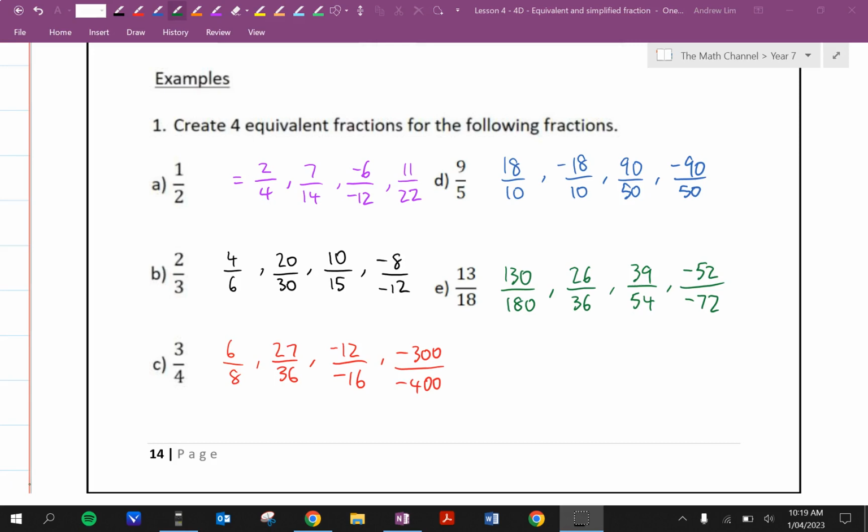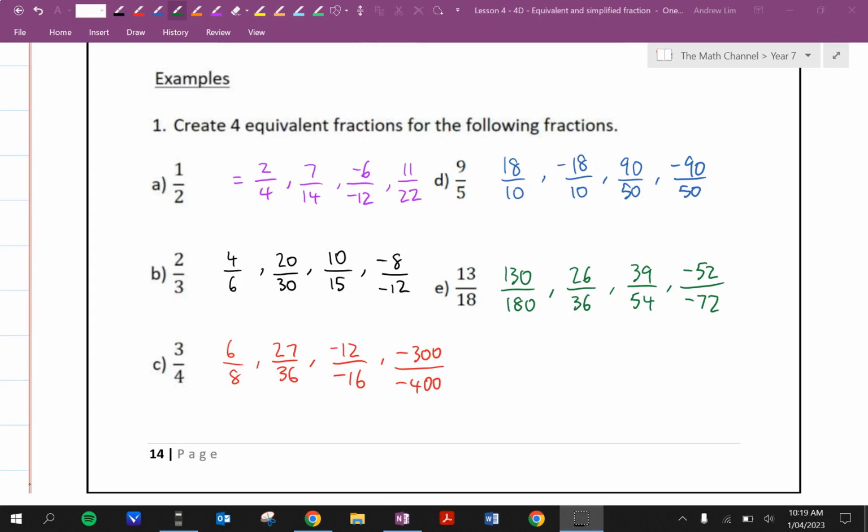Alright, so here are some equivalent fractions that I created. You might have gotten the same ones, you might have gotten different ones. Your different ones doesn't mean it's wrong, because there's actually an infinite amount of different equivalent fractions we could create, as long as they are equal to whatever the fraction is meant to be. So as long as you multiply both the top and bottom by the same number, it's equivalent. Okay? So let's have a look at question B.